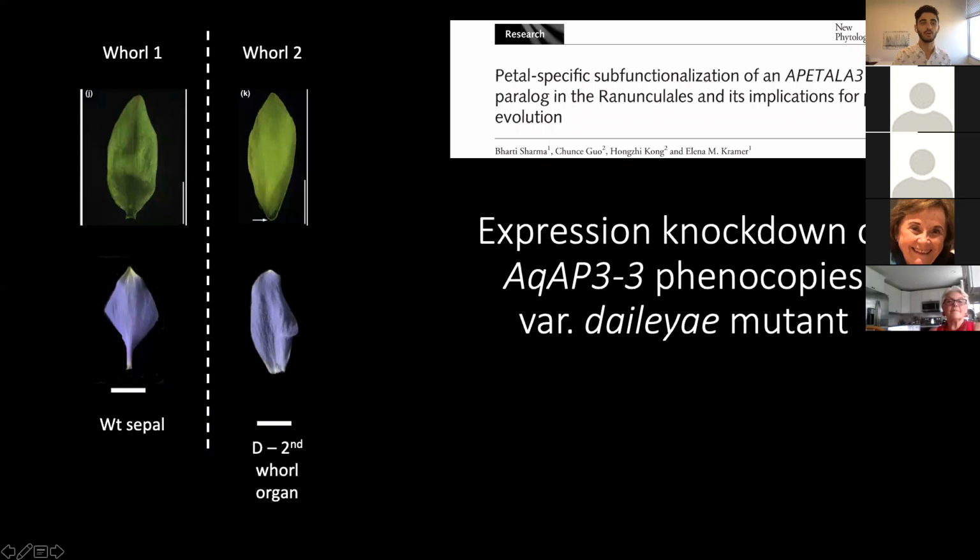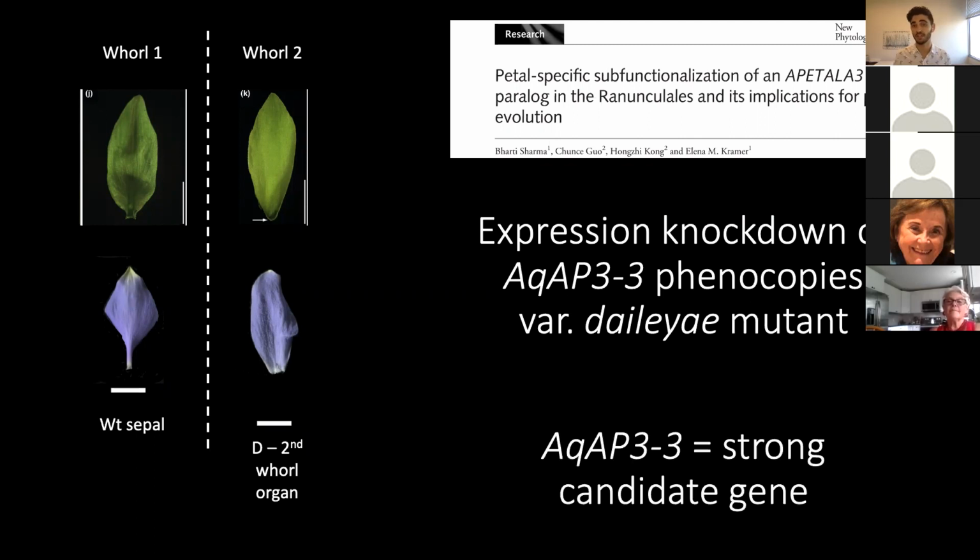And this is the second whorl organ from when they knocked down the expression of AP3-3. So a petal should be developing here, but you get this organ, and this is almost identical to the second whorl organs on Dahlia plants, down to even the attachment point at the bottom, which is slightly different from the attachment point on a true sepal. So expression knockdown and loss of function phenocopies our mutants. So we have a really good candidate gene.